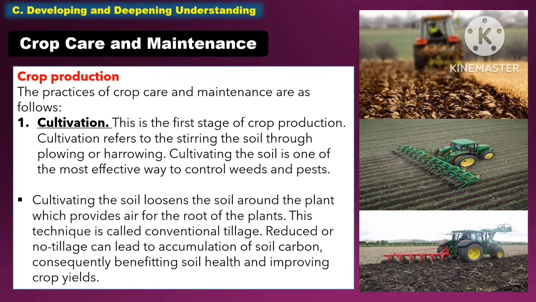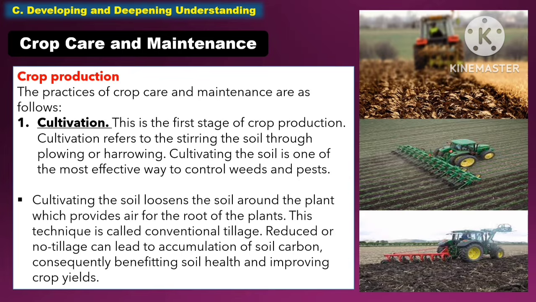The first one is the cultivation. So this is the first stage of crop production. Cultivation refers to stirring the soil through plowing or harrowing. Cultivating the soil is one of the most effective ways to control weeds and pests. Cultivating the soil loosens the soil around the plants, which provides air for the roots of the plants.